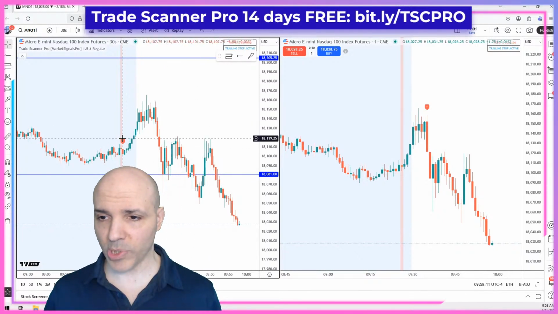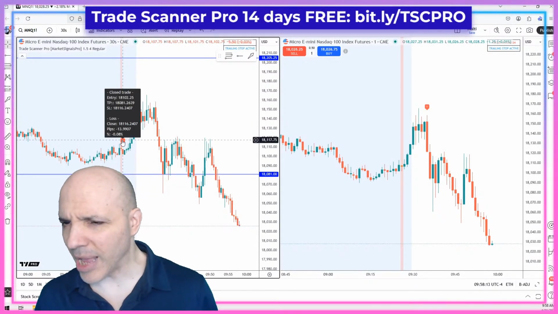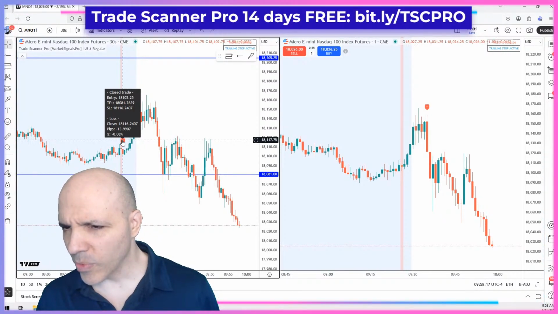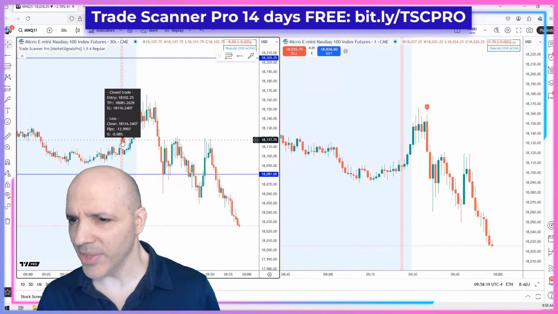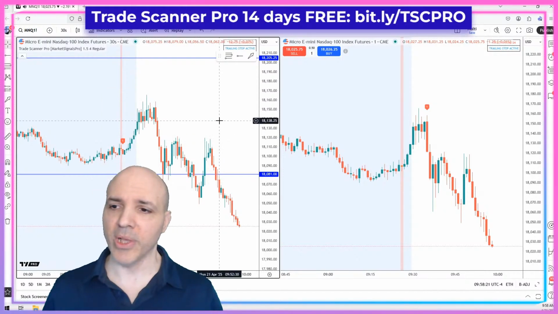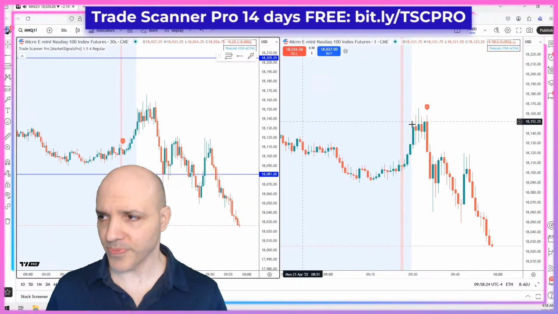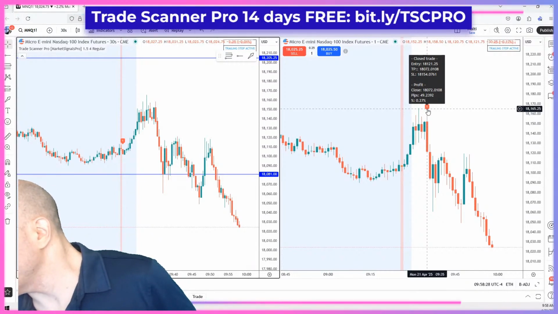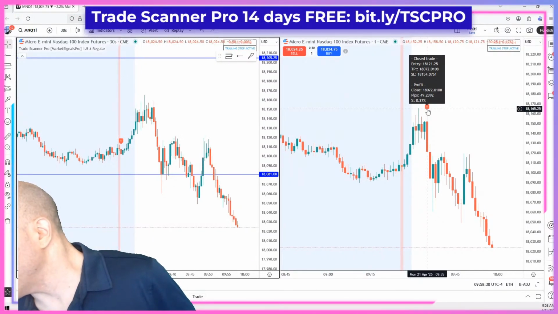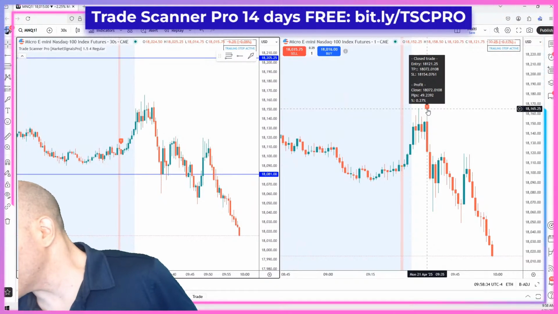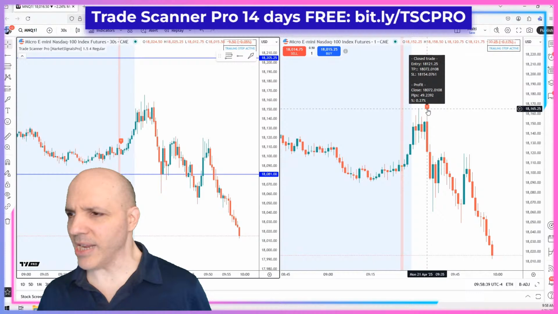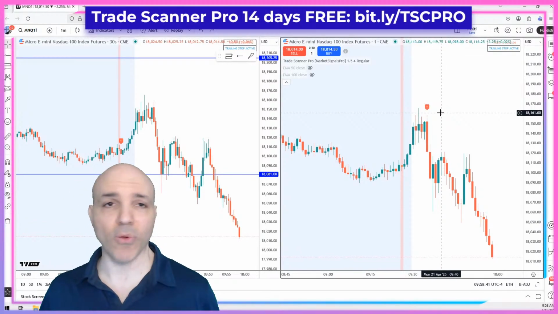Now, what's the risk on this? Let's see. The entry was 18,102. The stop loss was 18,160. That's a 30-second chart, so that's about 15 points of risk. How about this one? 18,072 by 154. Okay, so that's about 80 points of risk. That's about right for a 1 minute.